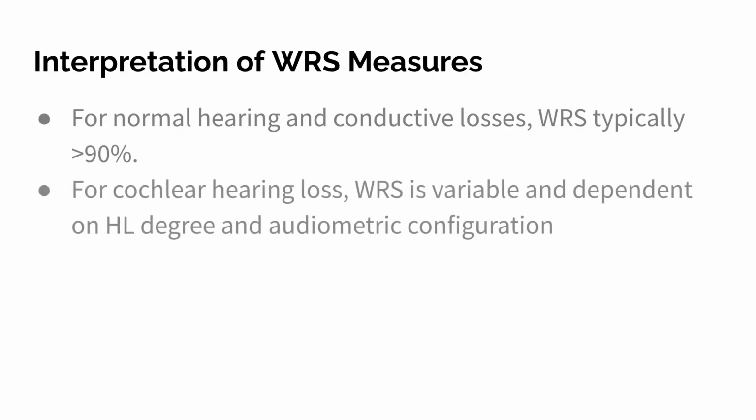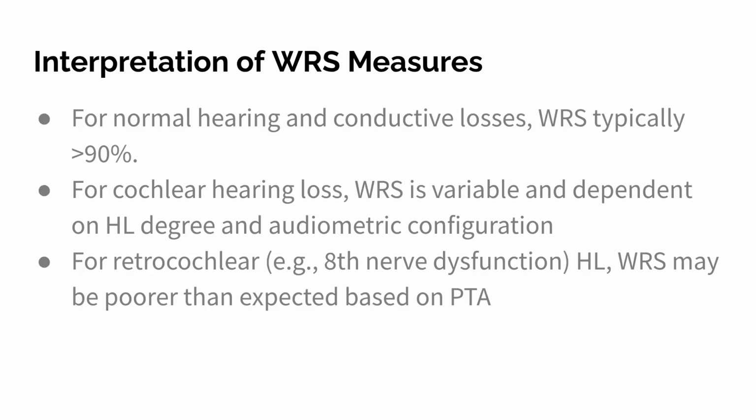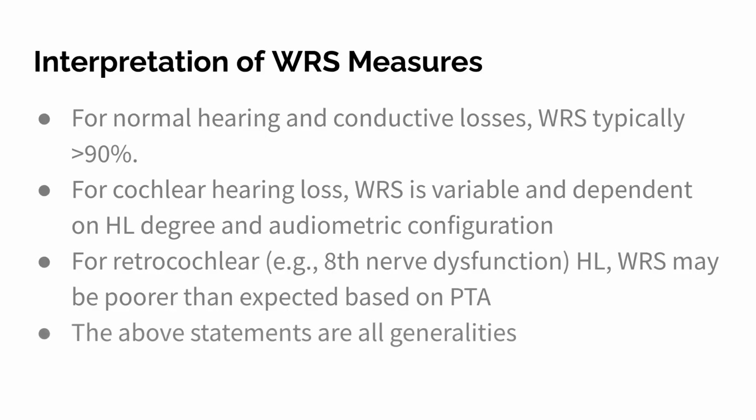For normal hearing and conductive hearing losses, we typically expect to see word recognition greater than 90%. For cochlear hearing loss, word recognition scores are variable, dependent on degree of hearing loss, audiometric configuration, and, I don't have it on here, but age. Age matters. For retrocochlear hearing loss and for older adults with neural presbycusis, word recognition score may be poorer than expected based on pure tone averages. These above statements are all generalities.